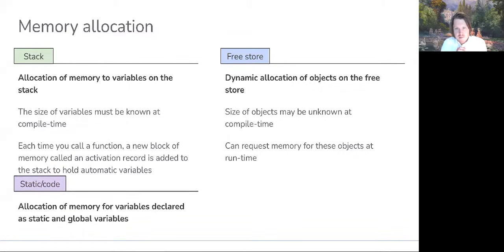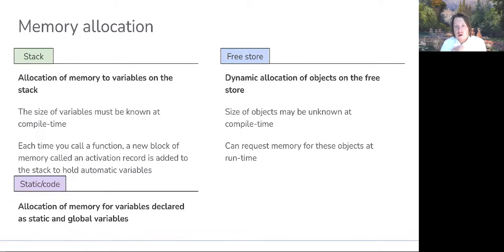Now contrast this with the free store, which we're not going to get into today, but we will motivate the necessity for it by the end of today's lesson. This region of memory is where we're going to dynamically allocate objects, in this region known as the free store. The cool thing about this region is the size of objects that are going to be allocated here do not need to be known at compile time. This contrasts the stack, where we have to know the size of all those variables. And again, we'll see why shortly.